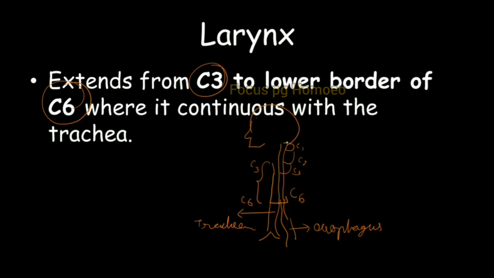Pharynx extends from the base of skull. When it is related to the nose, it is nasopharynx, oral cavity, oropharynx. And this hypopharynx and larynx are related closely. And then it extends as esophagus. Here larynx starts from C3 and extends up to C6, and from C6 it continues as trachea. Okay.